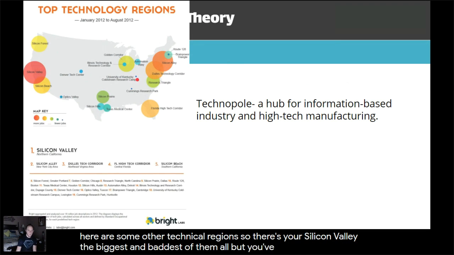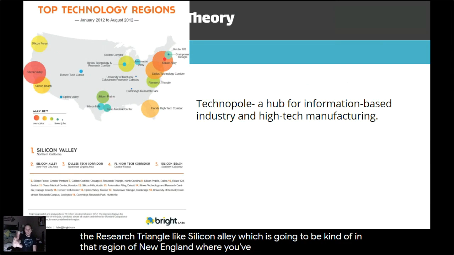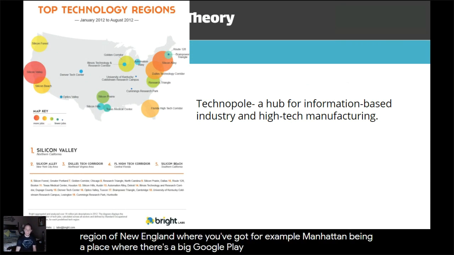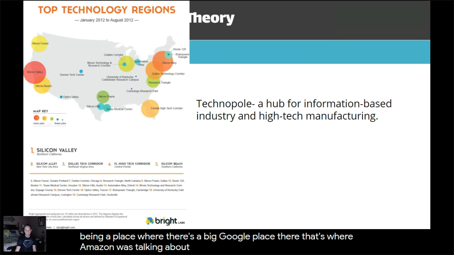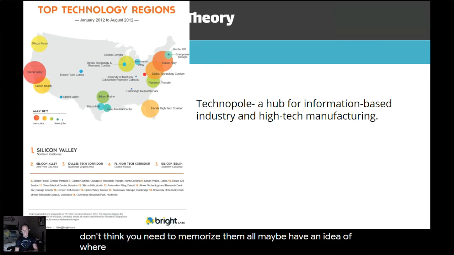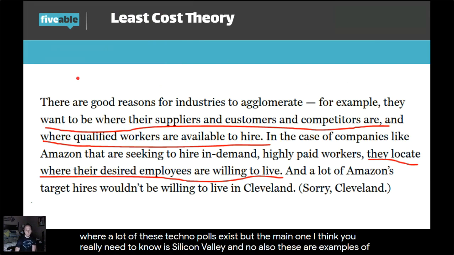But you've got other places like the Research Triangle, like Silicon Alley, which is going to be kind of in that region of New England where you've got, for example, Manhattan being the place where there's a big Google presence. That's where Amazon was talking about going, for example. I don't think you need to memorize them all. Maybe have an idea of where a lot of these technopoles exist, but the main one I think you really need to know is Silicon Valley. And note also, these are examples of agglomeration.